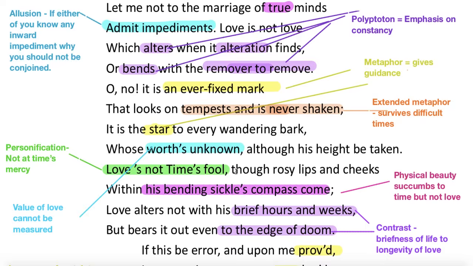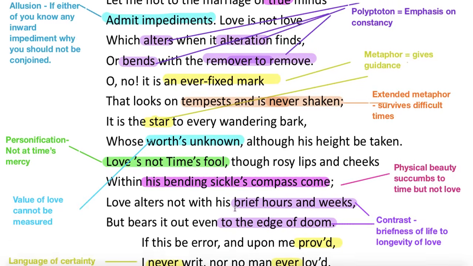And then Shakespeare mentions how physical beauty may go with time, though rosy lips and cheeks within his bending sickle's compass come. So physical beauty may go, but love doesn't. Love stays.